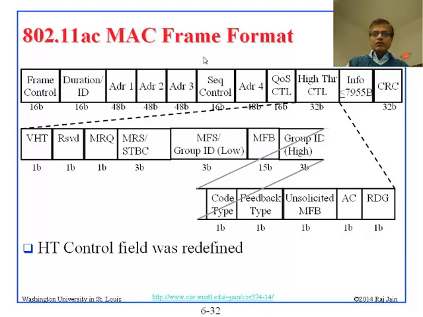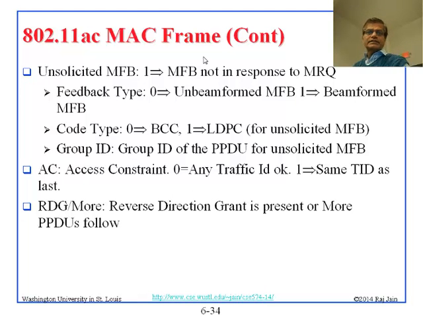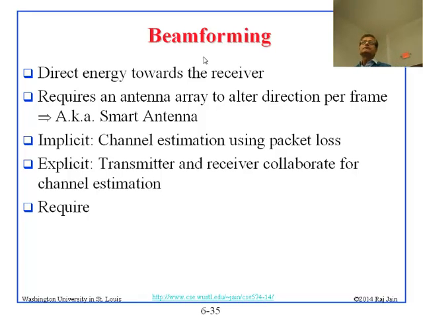Alright, so this is a new frame format. AC and RDG bits are the same as before, but I think many of these things are different. And so the same length, 32 bits. It is still called HT control field, but it is BHT. Any question about this? If not, then we move on to beamforming.